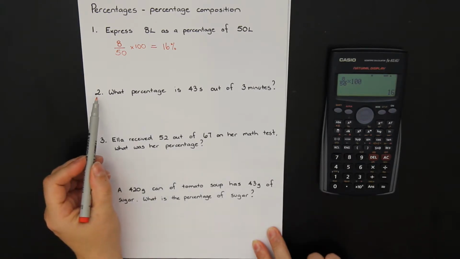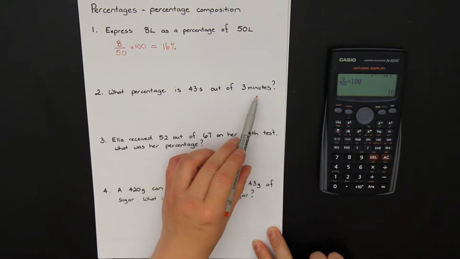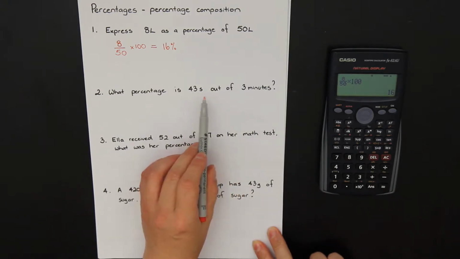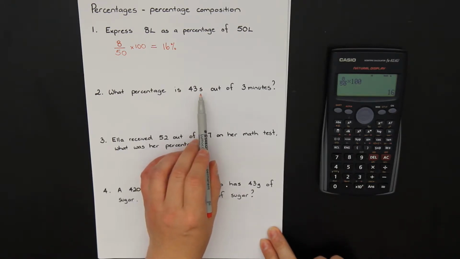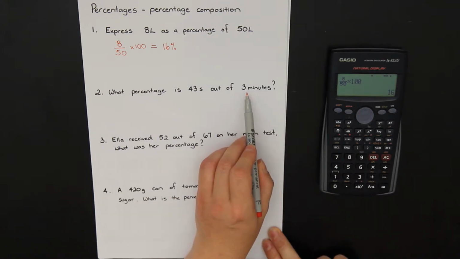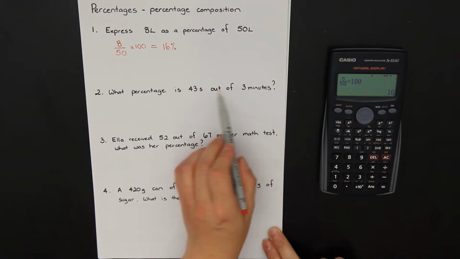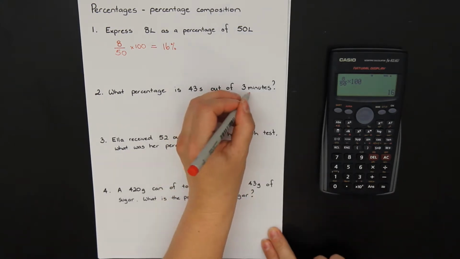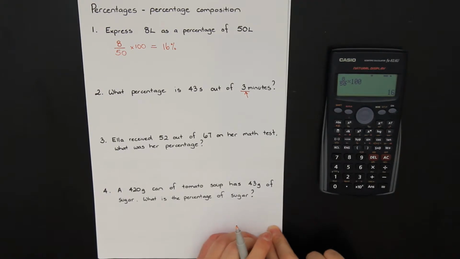Let's look at question 2. What percentage is 43 seconds out of 3 minutes? Now you always have to be careful that the two things that you're comparing have the same units. So 43 seconds and 3 minutes, I need to make them the same. It's usually easiest to take the bigger unit, minutes, and change it into the smaller unit. So 3 minutes is the same as how many seconds?